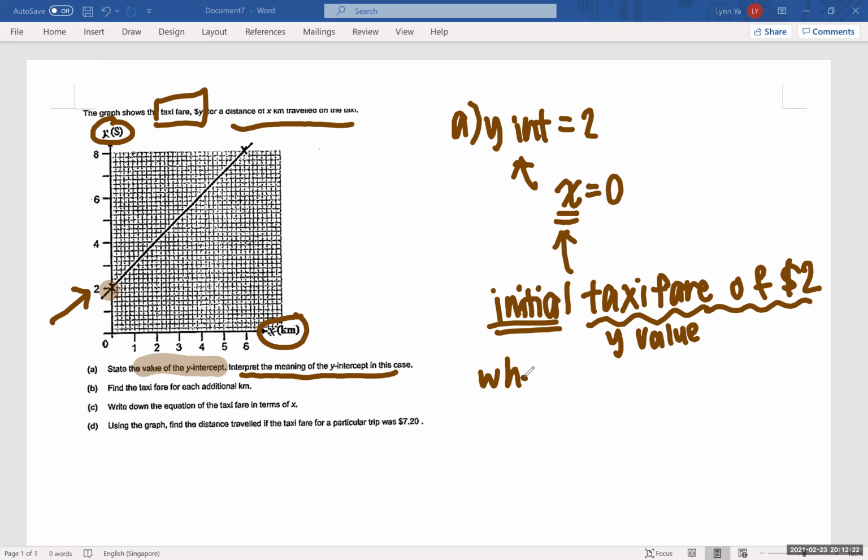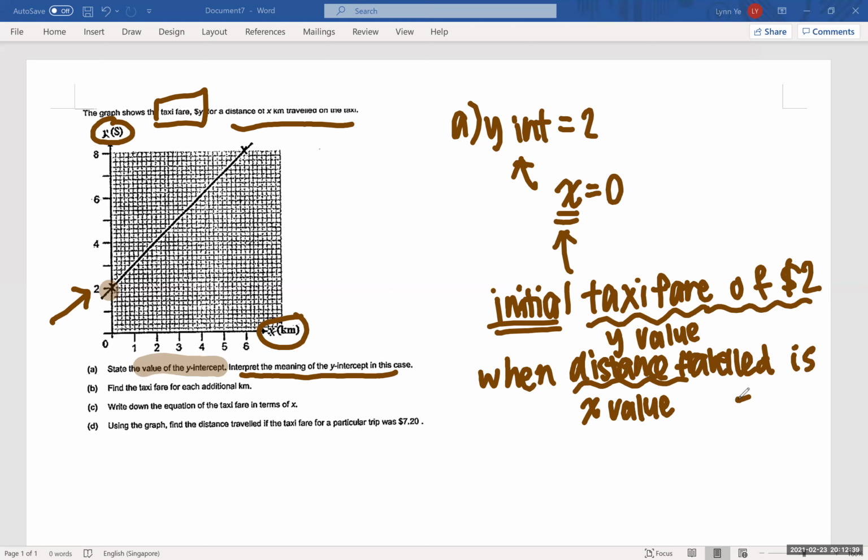when we don't say x is 0, but rather we say the x value. So what is the x value in this case? It is when the distance traveled is 0. So this is the format that you can use for the y-intercept and the meaning of this y-intercept. So that's it for question A.